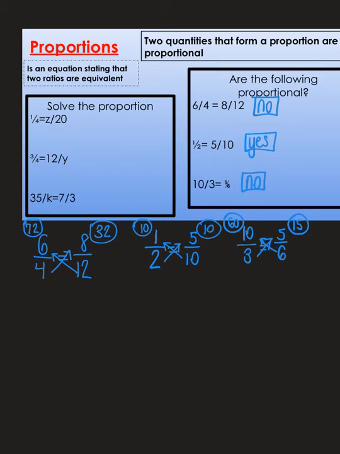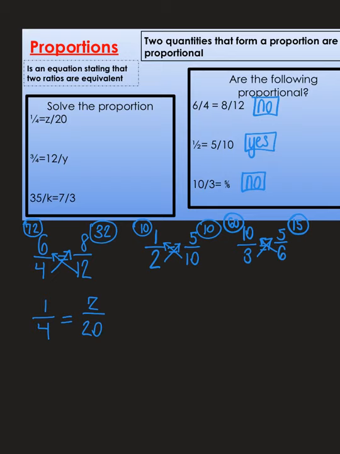All right, so now I'm going to flip over here to solving some proportions. I'm going to again rewrite these. Sorry about that. 1/4 equals z over 20. In this case, we're actually trying to figure out what the z would be to make this a proportion.